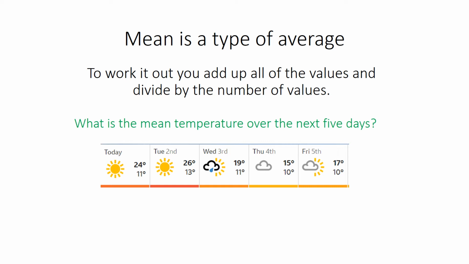In Functional Skills Level 2 or GCSE, you'll learn about another couple of different types, but for now, we will look at the mean. So to work it out, you add up all of the values and divide by the number of values that you have.